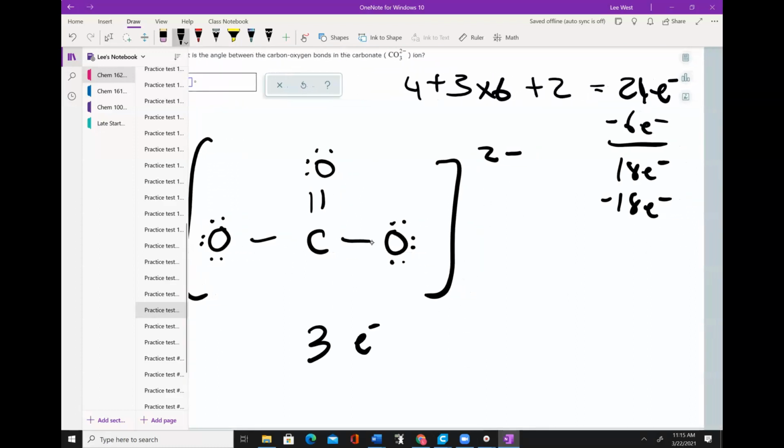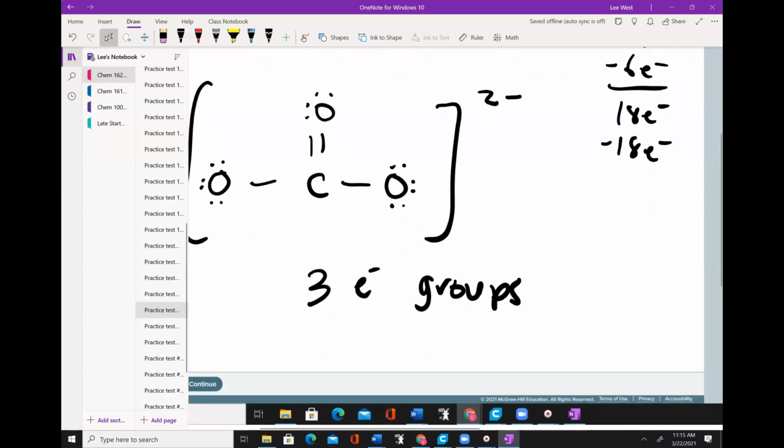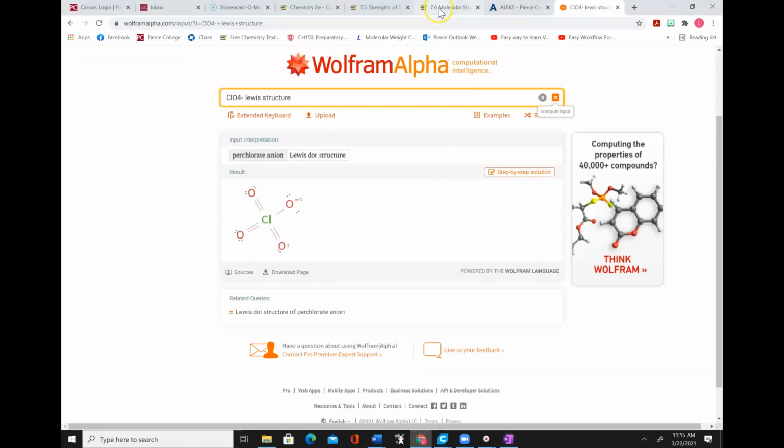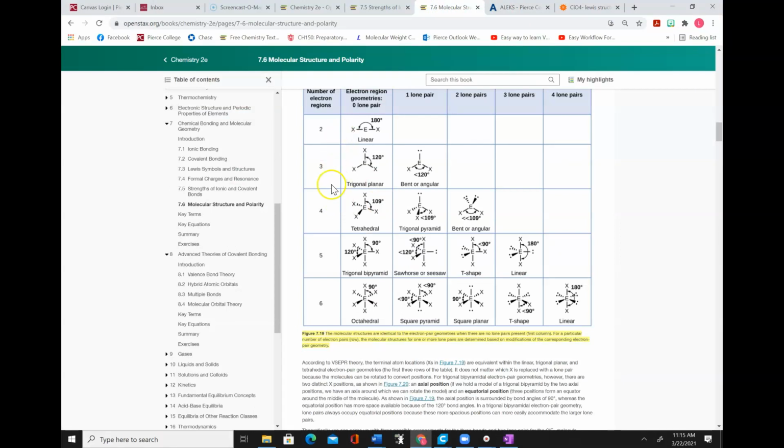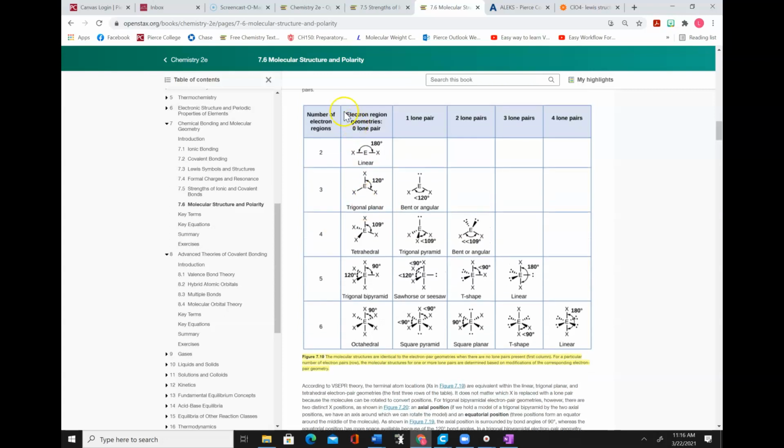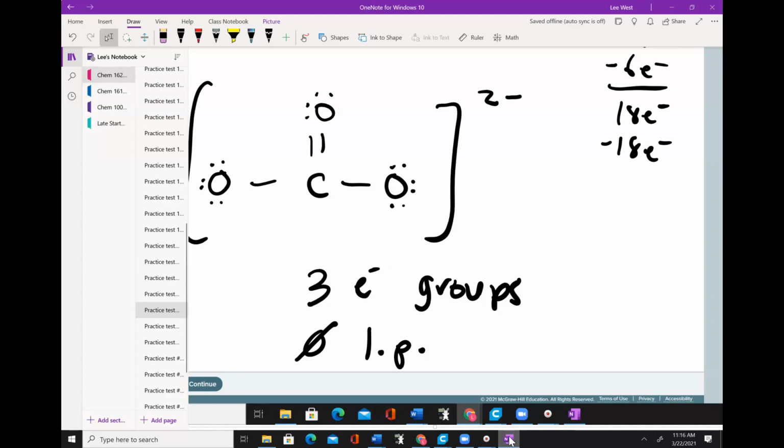We've got a total of 3 electron groups, and none of them are lone pairs. So I'm just going to go to my VSEPR table and look that up. 3 electron groups with 0 lone pairs is called trigonal planar. So in this case, the electron region geometry and the shape of the anion are the same. Okay, so it's just called trigonal planar. Make sure you get the spelling right.